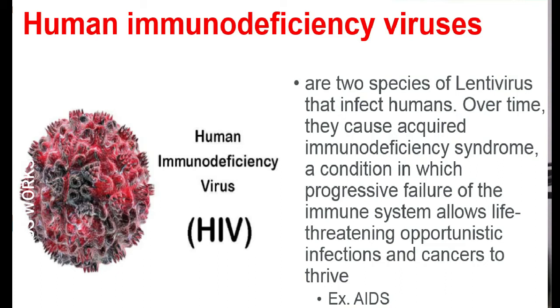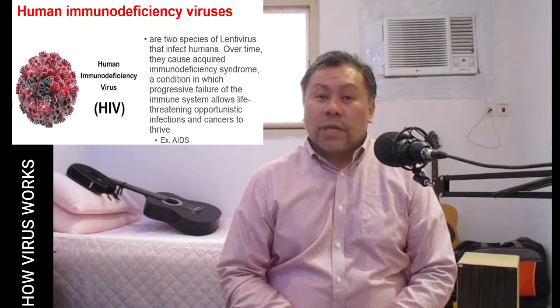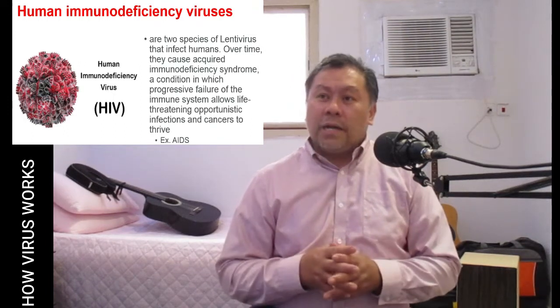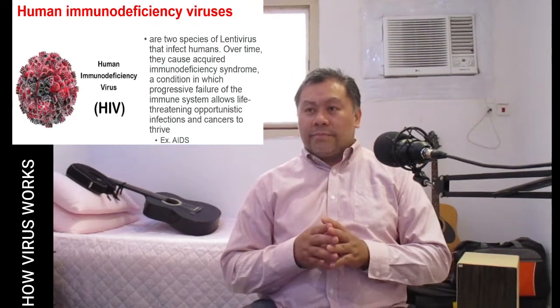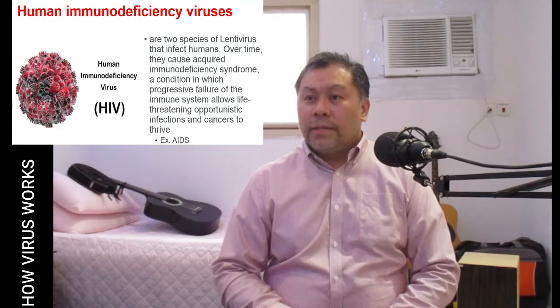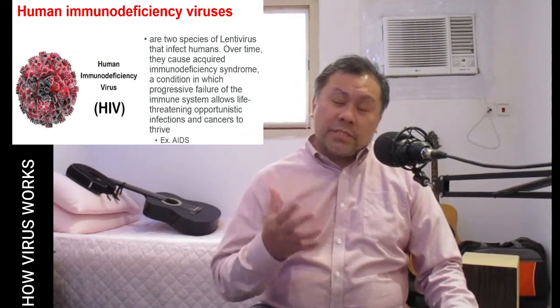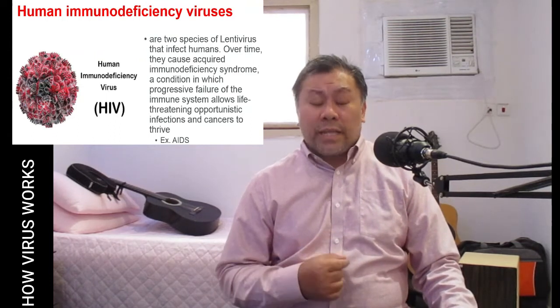Now, popularly known as HIV, human immunodeficiency virus. So there are two species of lentivirus that infect humans. Over time, they cause acquired immunodeficiency syndrome, a condition in which a progressive failure of the immune system allows life-threatening opportunistic infections and cancers to thrive. An example of this HIV is what they call AIDS, acquired immunodeficiency syndrome.